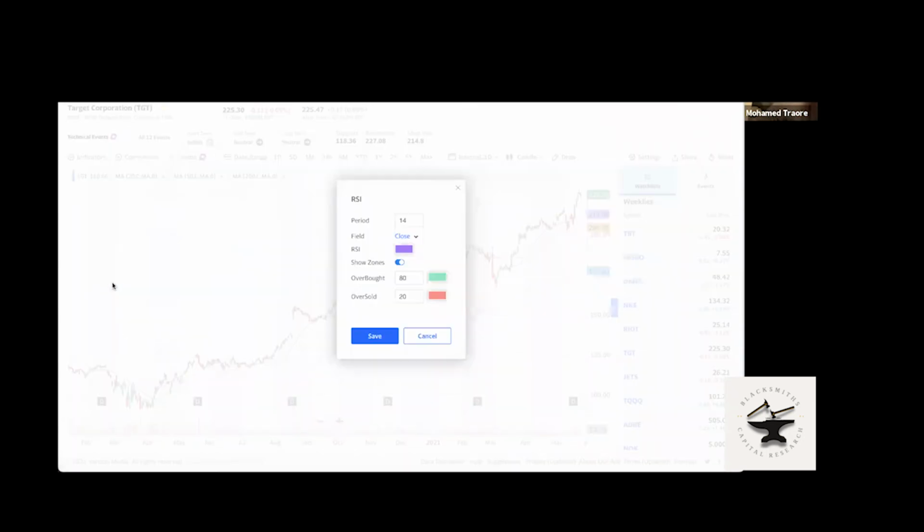So here's the last thing for the day, just to make sure we keep it short and sweet. We've got RSI. The period you get to look at on Yahoo Finance automatically is 14-day. The RSI line, purple, can show the zones, with overbought at 80 and oversold at 20.